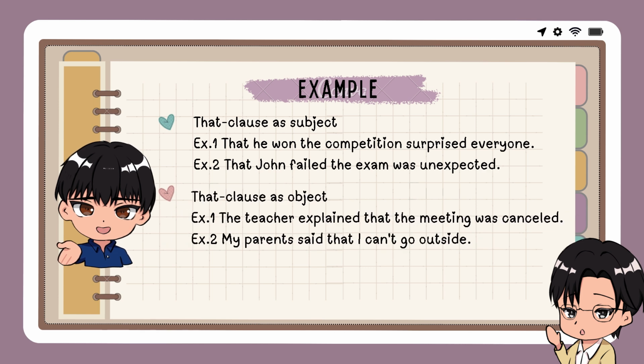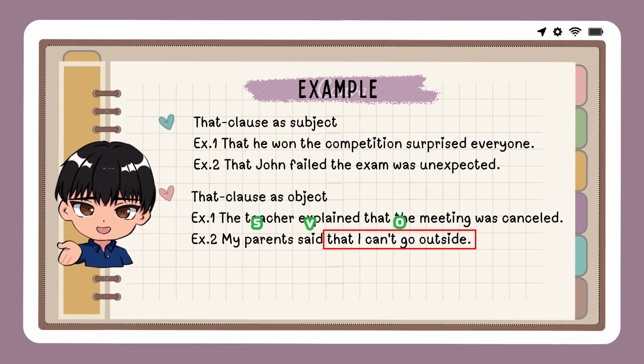That clause as object. Example number 1. The teacher explained that the meeting was cancelled. That the meeting was cancelled, functioning as object of the sentence. Example number 2. My parents said that I can't go outside. That I can't go outside, functioning as object of the sentence.